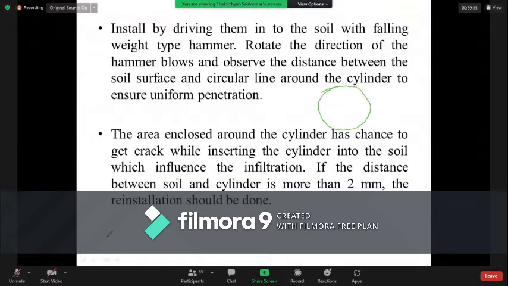So your cylinders are like this. So you need to insert these two cylinders inside the soil. So that's why you need to blow your hammer around these edges. You need to give force to insert this cylinder into the soil. So at that time you need to consider you have to insert it uniformly and vertically. So you need to give equal force around this cylinder.